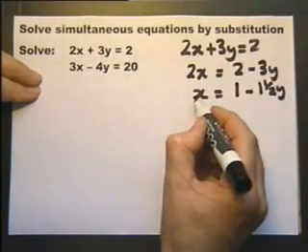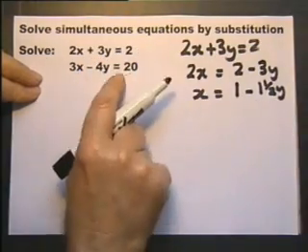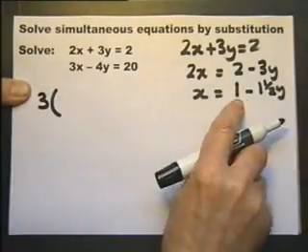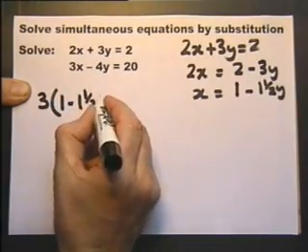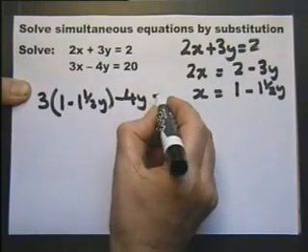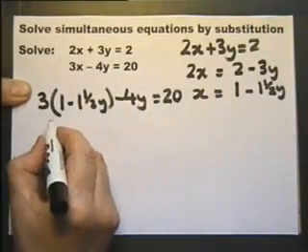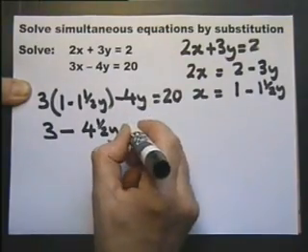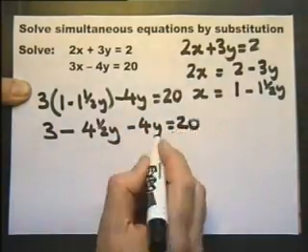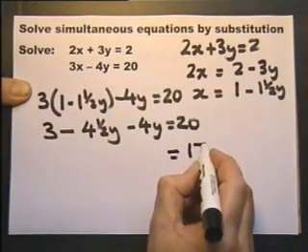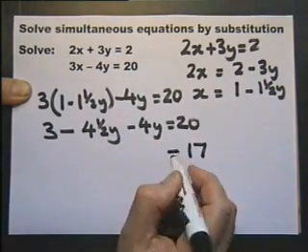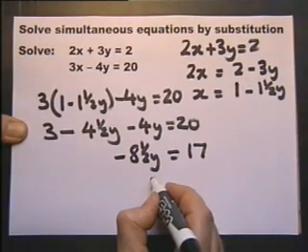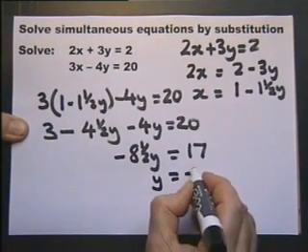Now I've made x the subject of the first equation, I'll substitute into the second equation that term for x. So instead of 3x I'm going to write 3 of 1 minus 1.5y, minus 4y equals 20. Removing the brackets, 3 times 1, 3 times 1.5y minus 4y equals 20. Let's subtract that 3 from both sides and we'll get 17 over there, and this minus 4y minus 4.5y will give us minus 8.5y. Dividing both sides by minus 8.5 will give us y equals minus 2.